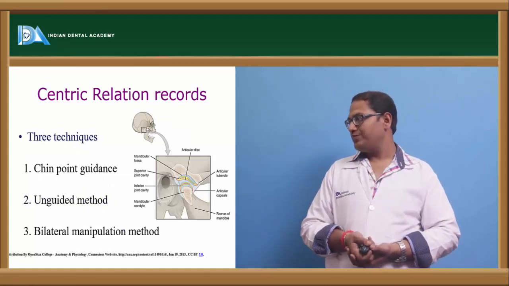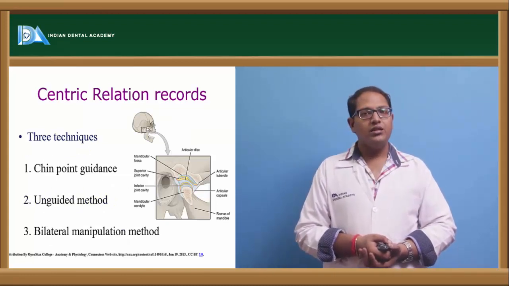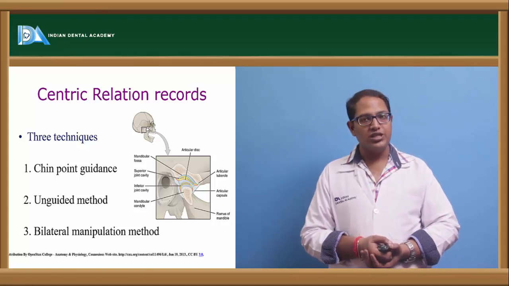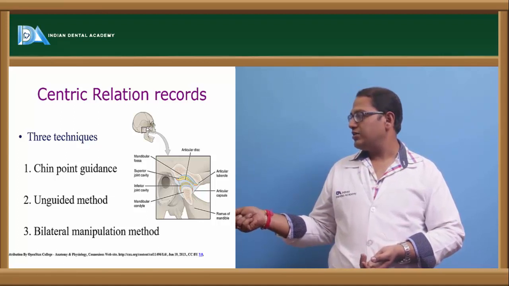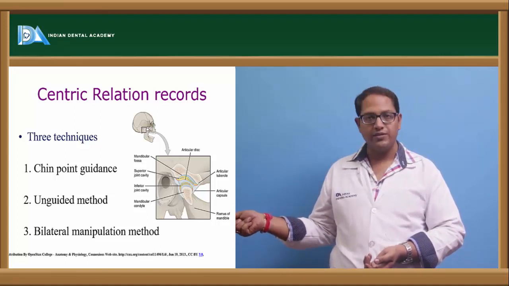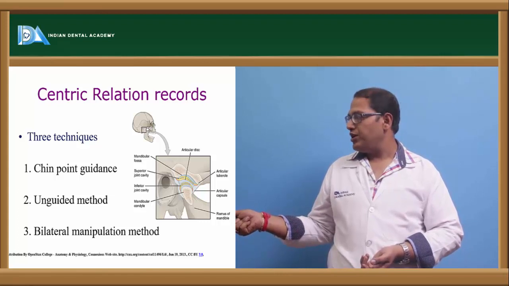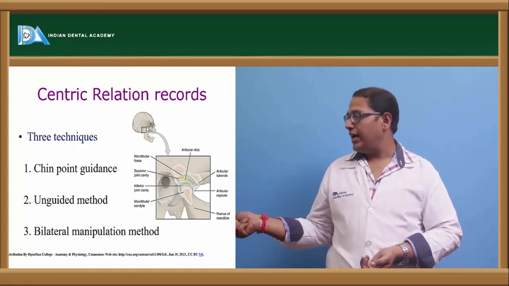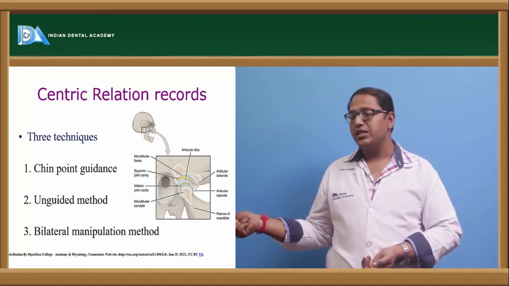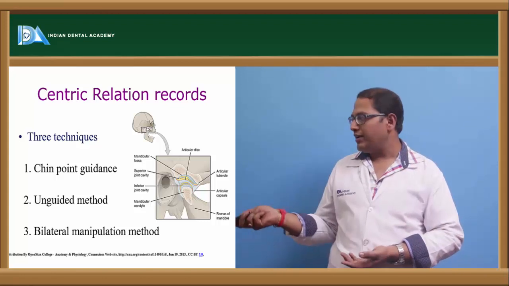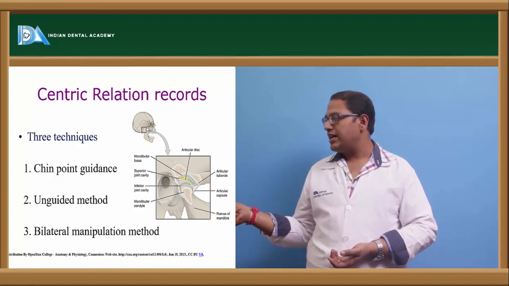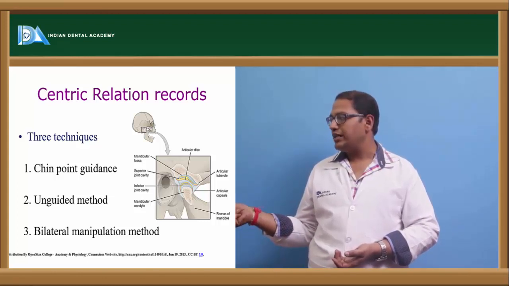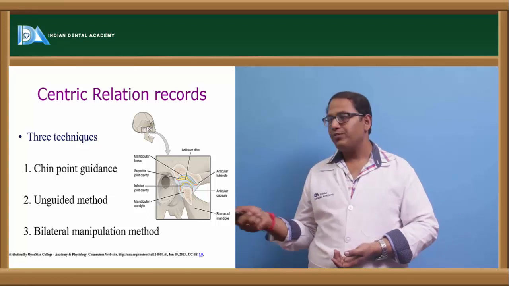Centric relation record. Now, what is centric relation? It is a maxillomandibular relationship in which the condyles articulate with the thinnest avascular portion of their respective disc, as you can see in the diagram, in a superior anterior position. This position is clinically indiscernible from tooth contact when the mandible is positioned superiorly and anteriorly. So when the condyle is articulating with the thinnest avascular portion of the disc in the superior anterior position, that is the centric relation position.